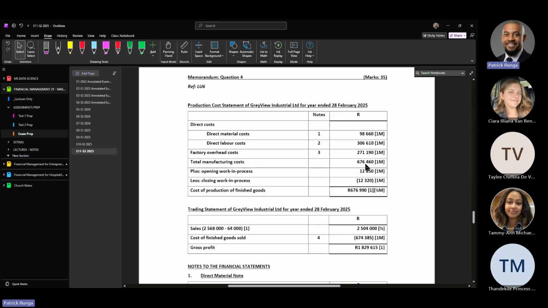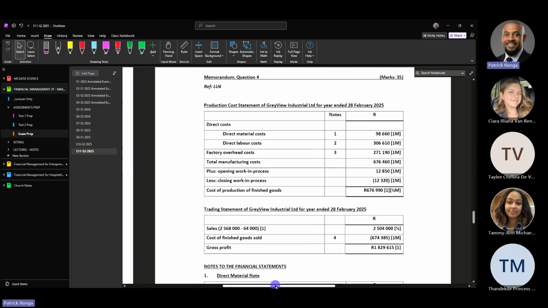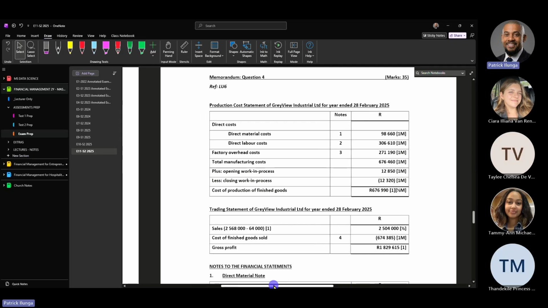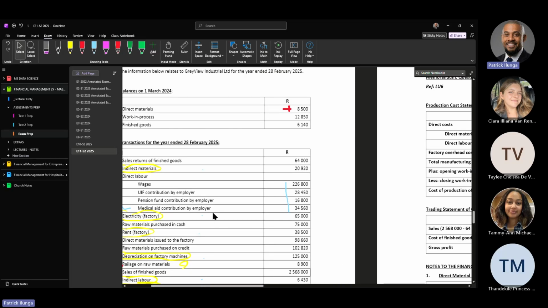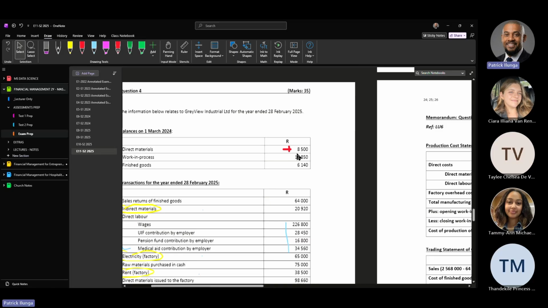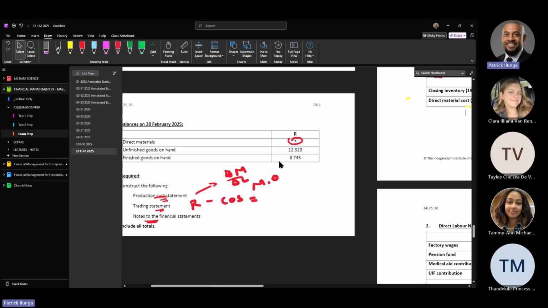So once you get the total manufacturing cost, you need just to add the opening and the closing. They will provide that to you. They provide to you the opening and the closing work in process. Check here. This is the opening work in process, and this is the unfinished good on hand. They provided you with unfinished good on hand, and then there's the finished good on hand.